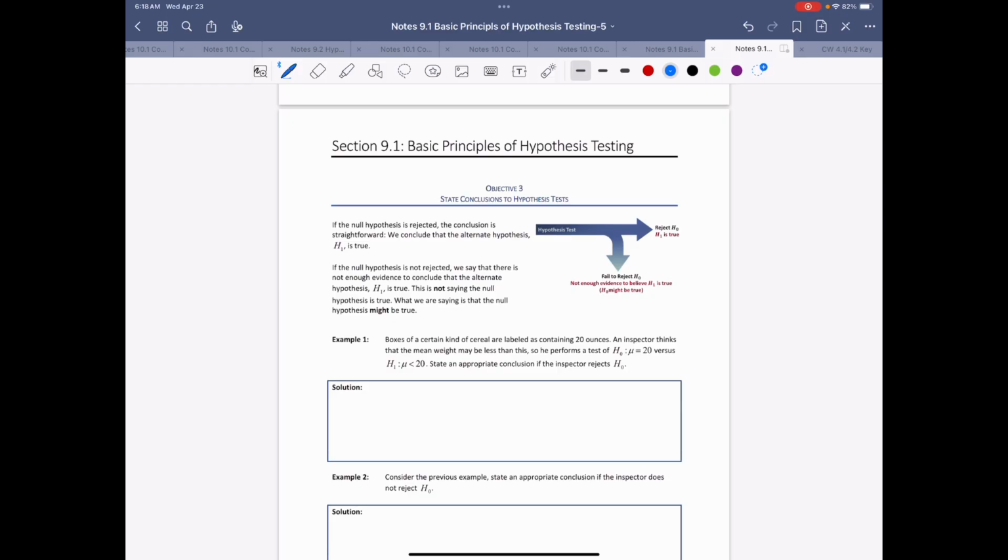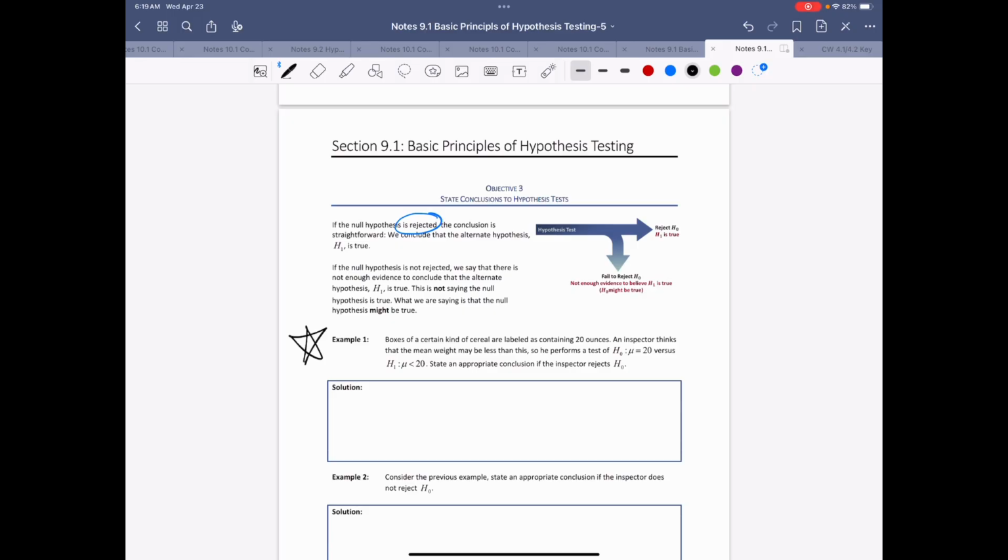If the null hypothesis is rejected, the conclusion is straightforward. We conclude that the alternate hypothesis is true. If the null hypothesis is not rejected, we say there's not enough evidence to conclude that H1 is true. It's not saying that the null hypothesis is true. We're saying that it might be true. This will take a minute to get. Once you get it, it's very easy, but you'll have to use your notes for a little bit to get it.